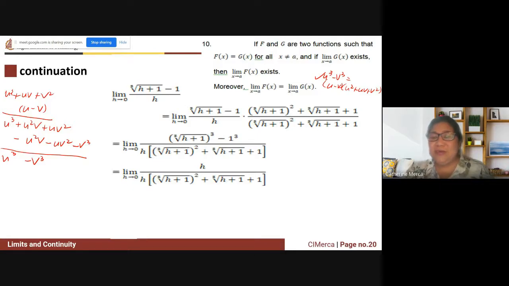Eh, yung sabi ko sa inyo kanina na ang mga special product formula kailangan. And that's actually your algebra part. Okay? So you cannot solve this problem unless you are familiar with your algebra. Okay? So next would be for you to, pag i-multiply na ning duha, this is by the way 1. Diba? 1 lang ito. It's 1.